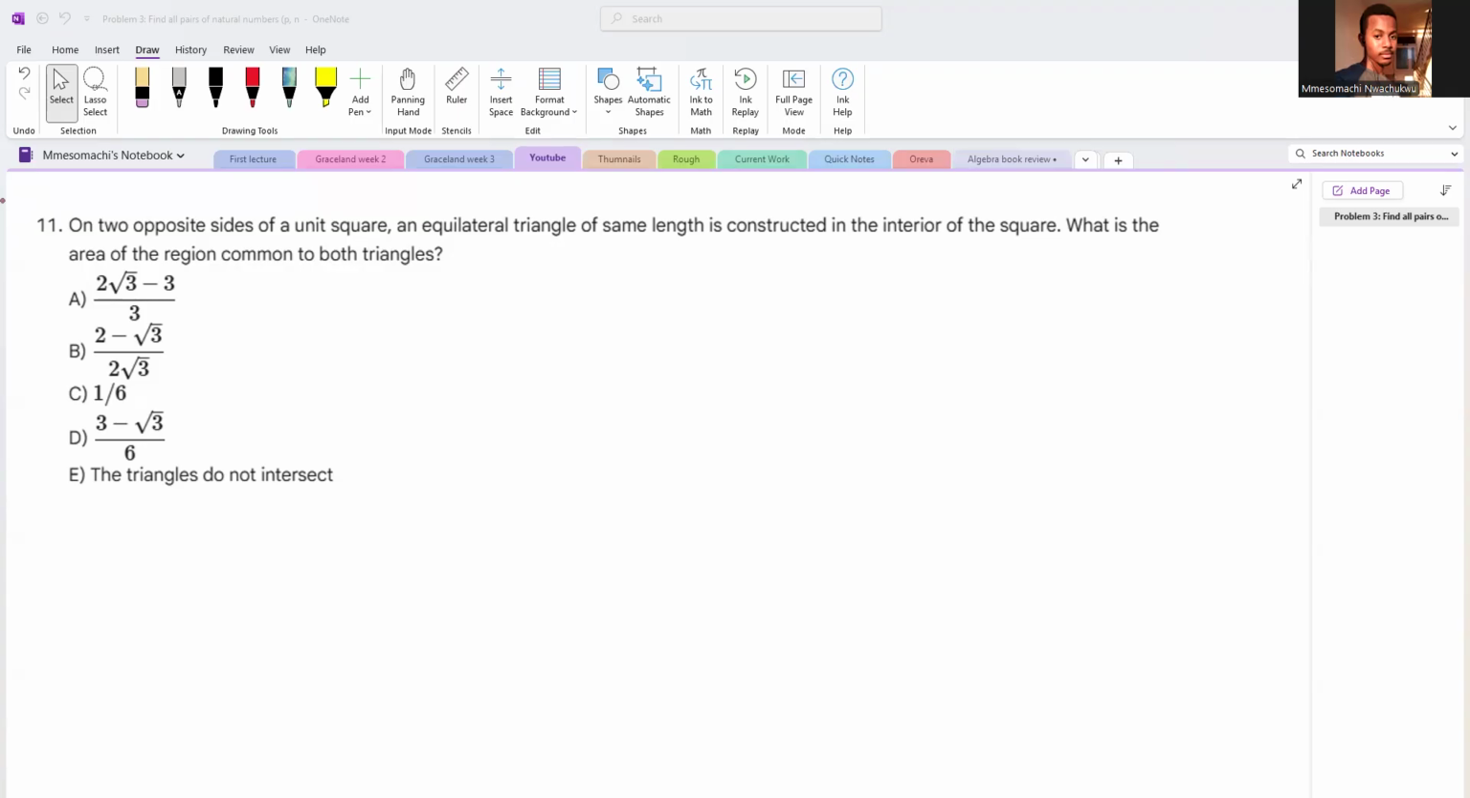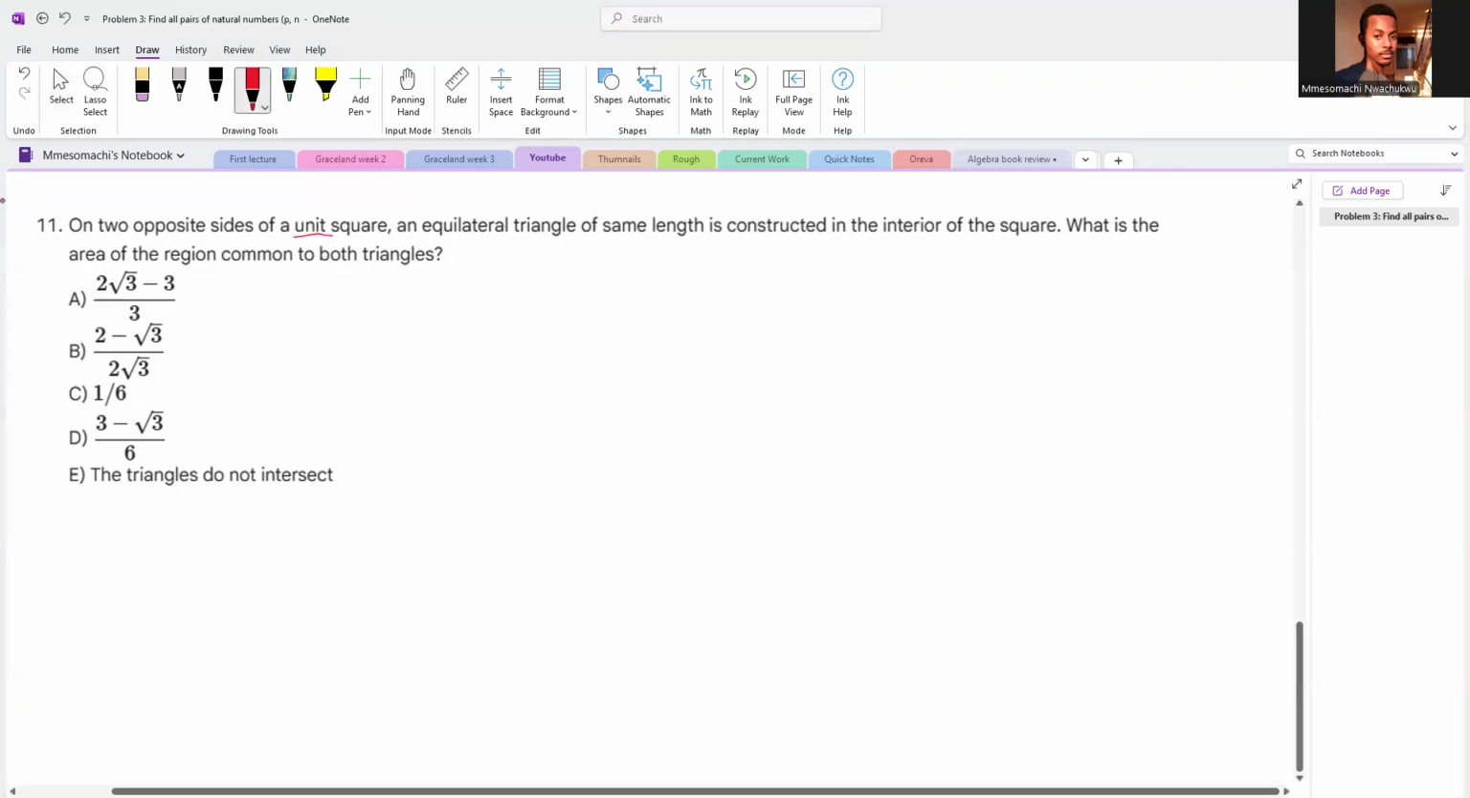In this video, we'll be looking at the 11th problem from the Special Maths Contest 2024, the first round. And it says, on two opposite sides of a unit square, so pay attention to unit square, side length of 1, an equilateral triangle of same length, so same side length as unit square, is constructed in the interior of the square. So what is the area of the region common to both triangles?